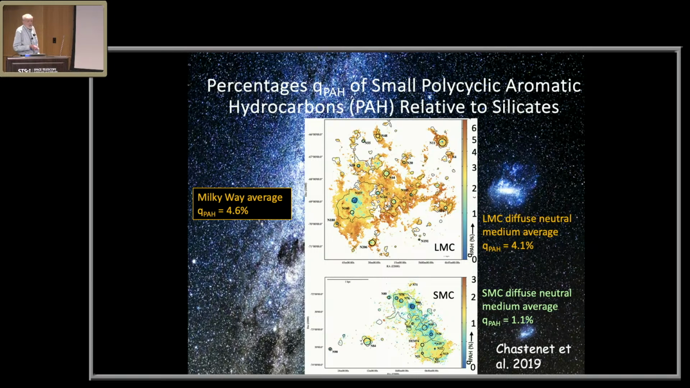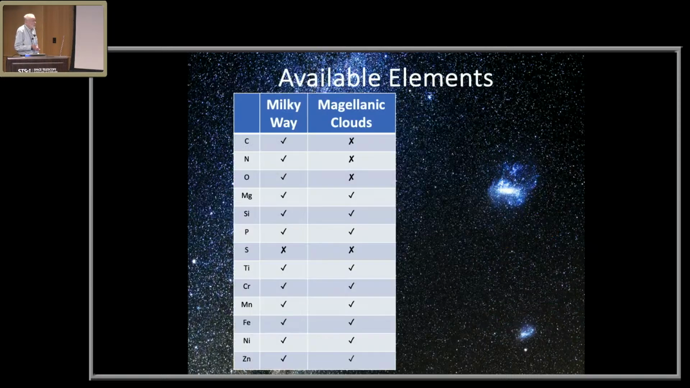In the Magellanic Clouds themselves, if you look at a quantity called QPAH, which is the ratio of very small aromatic hydrocarbons to the amount of silicon dust, you find that in the LMC, the amount of this parameter is about the same as in the Milky Way. But in the SMC, there is an underabundance of the PAHs, perhaps caused by the underabundance of carbon.